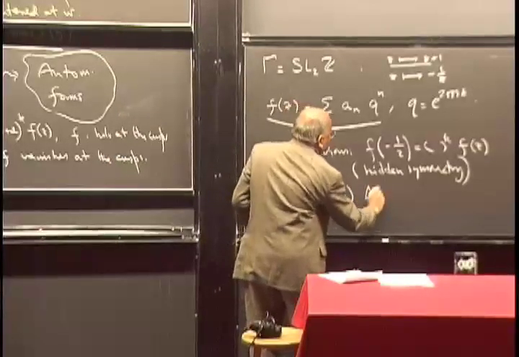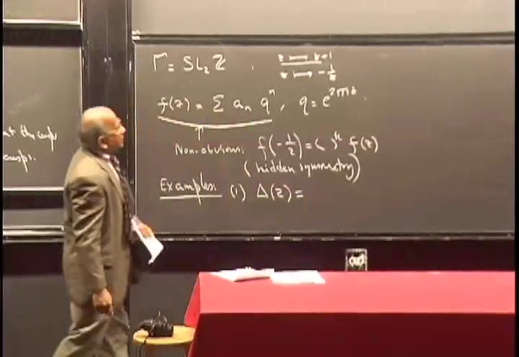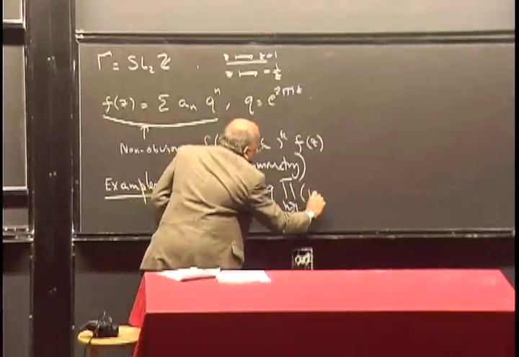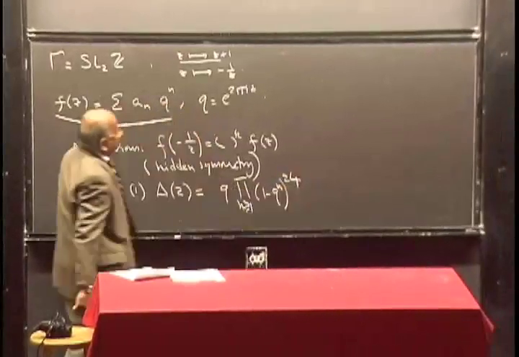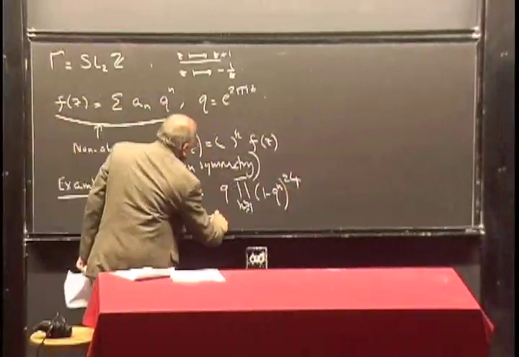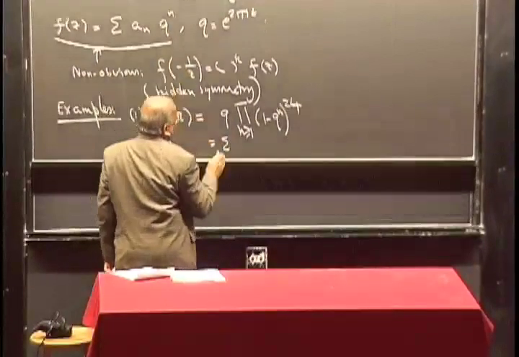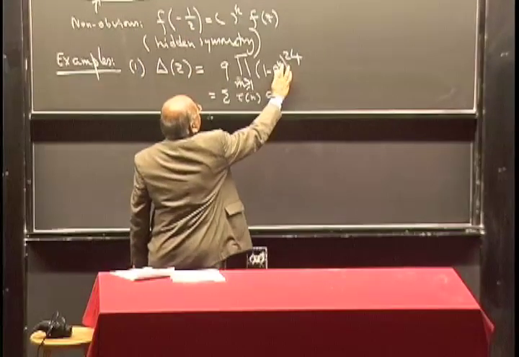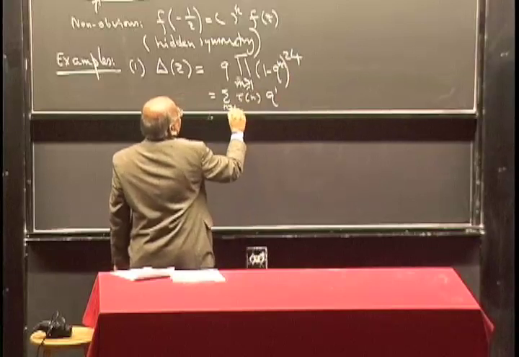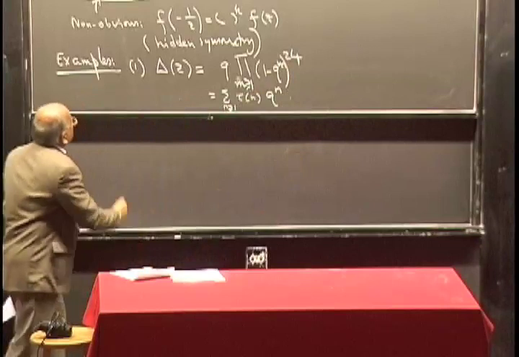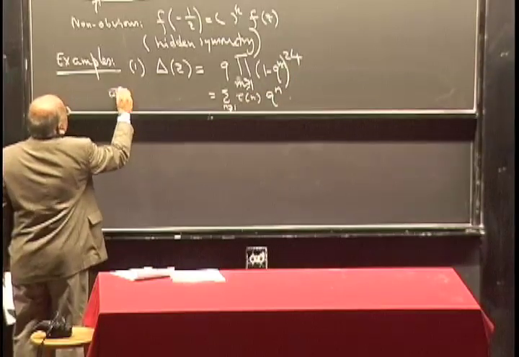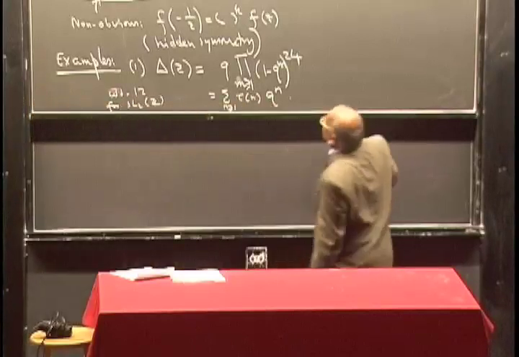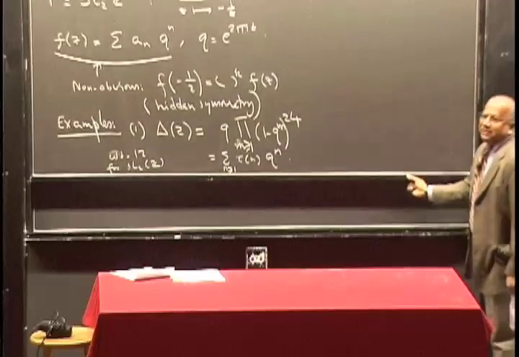One is the delta of z, which was studied by Ramanujan, which is q times the product of (1 minus q to the n) to the 24. And it has a famous expansion. If you write it this way, maybe I'll call it m here. So this m and n are different. And this is a cusp form. And this is a unique cusp form of weight 12 for SL2Z. Because after you hear a talk about modular forms, you should know some examples.